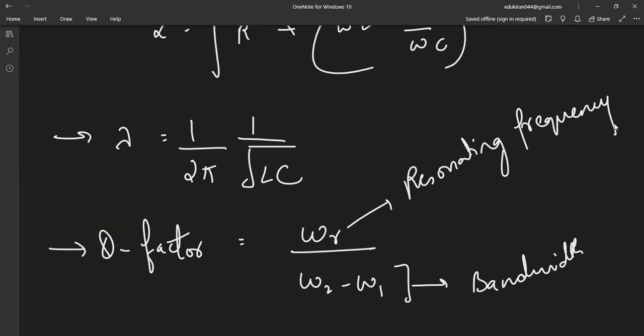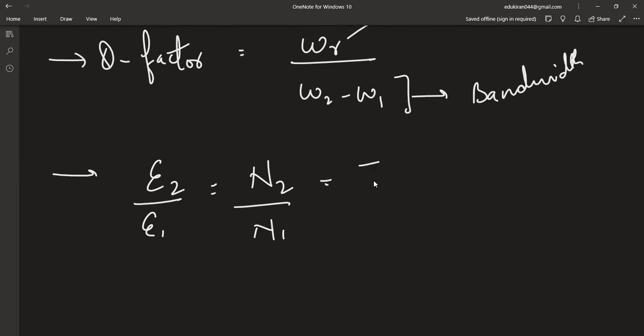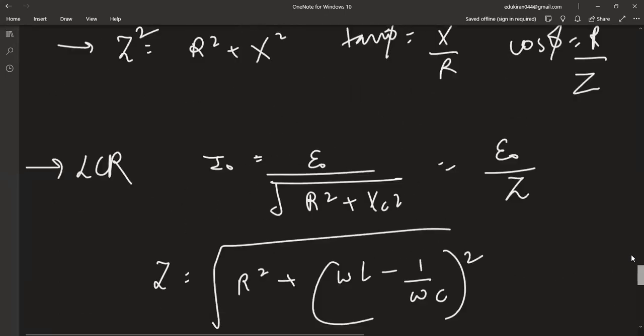Then you have the concept of wattless current also we've seen, energy stored in inductor and capacitors. And then transformers. For transformers, one relation is only sufficient. That is E2 by E1 is equal to N2 by N1 is equal to I1 by I2. That is enough. Just have a look at this, then we'll see the numericals.